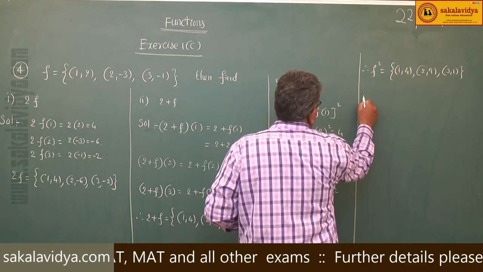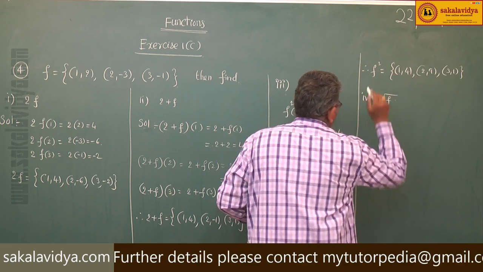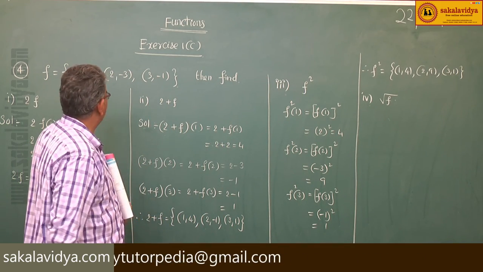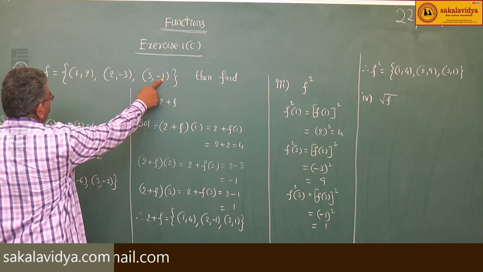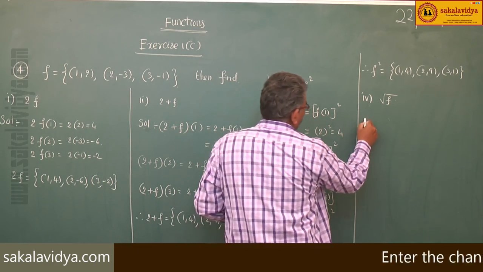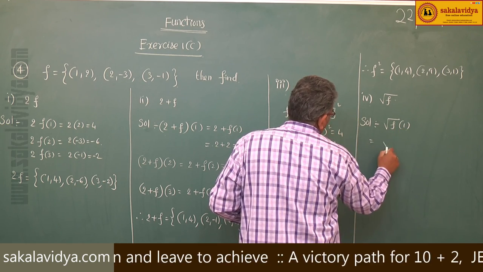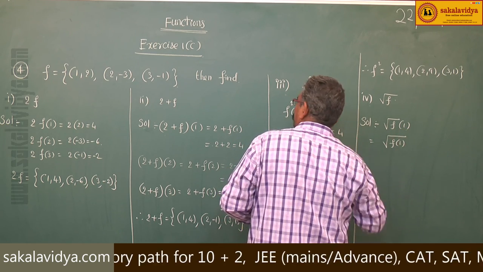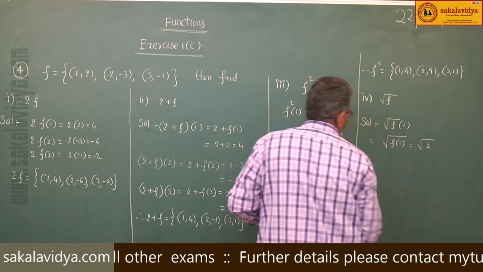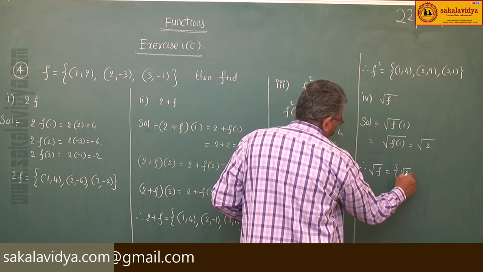Now, fourth one, root f. Now, root f in this case, actually root does not take negative values. That's why we should not take minus 3 and minus 1. Only at 1 do we have to define it. That's why root f of 1 is root of f of 1. Root of f of 1 is equal to root 2. Therefore, root f is a singleton set, that is {(1, root 2)}.